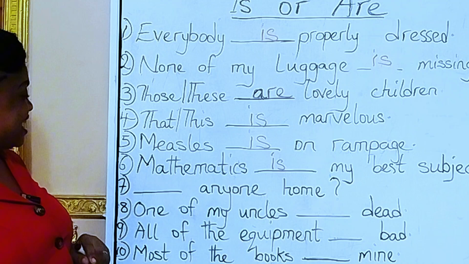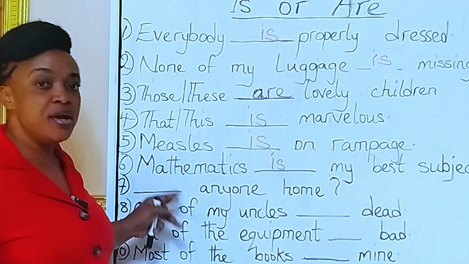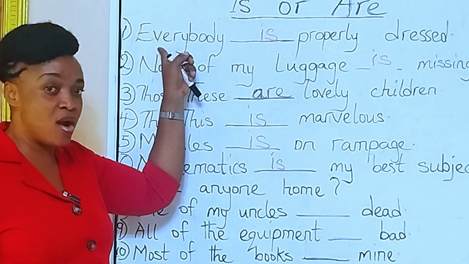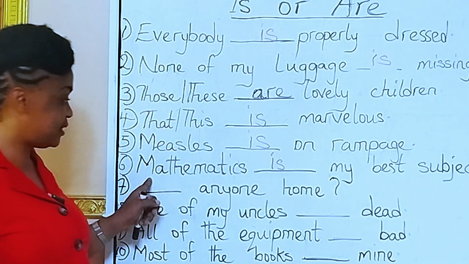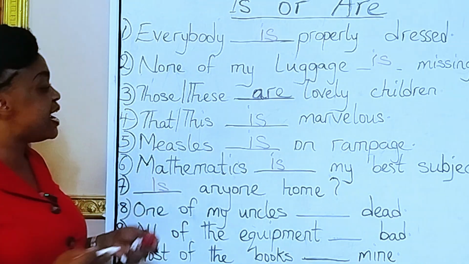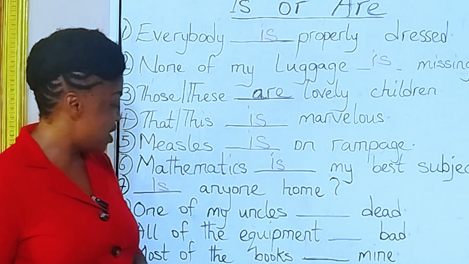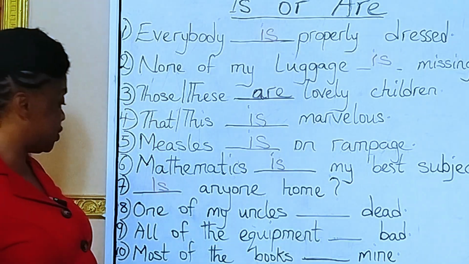Okay. Number 7. Do you say, are anyone home? Or is anyone home? Remember, everybody, everyone, someone, something, no one, singular. So we say, is. Is anyone home? Good job.